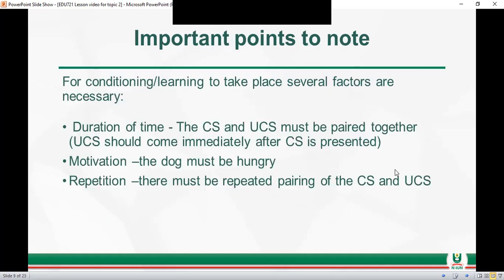So, important points to note. For conditioning to take place, several factors are necessary. Duration of time. Mind you, Pavlov did not just present the ringing of the bell and wait for several hours before giving food. They go hand in hand. There was no time lag between both stimuli, the sound of the bell and the presentation of the food.